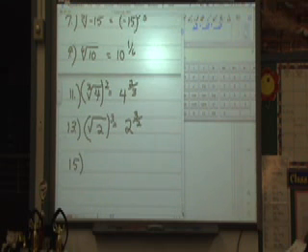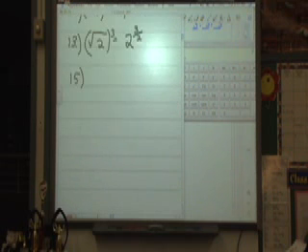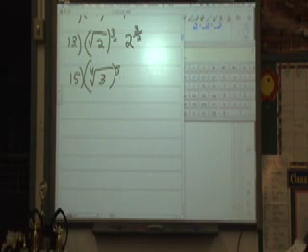15 is the fourth root of 3 taken to the 5th power. 3 is your base. The fractional exponent, the numerator is 5 since that's the power, and 4 is the denominator, that's the root.